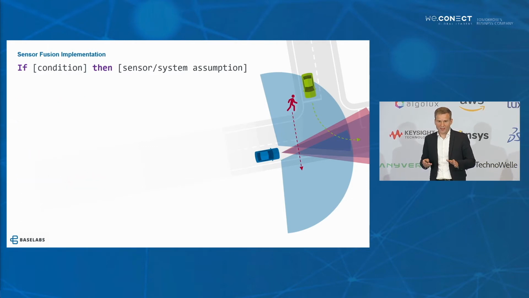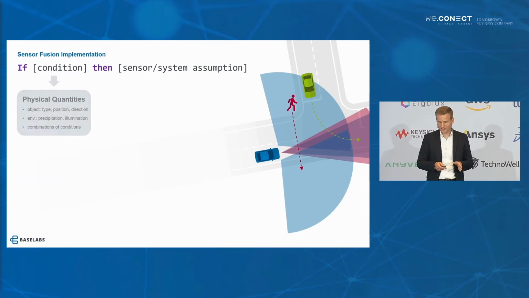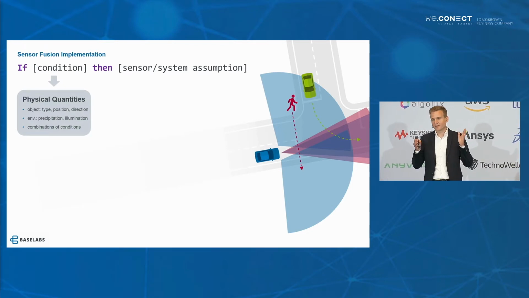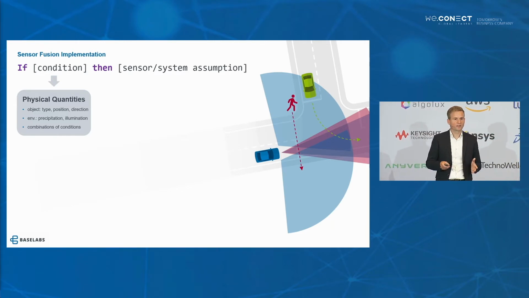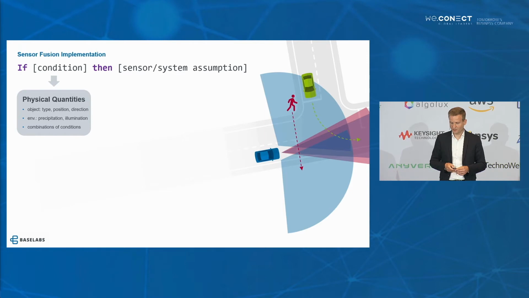Let's generalize those conditions a bit. So typically, if you look at those conditions, then they contain physical quantities. It's like the object type, the object position, the object driving direction. Or it's environmental conditions, like the lighting. And of course, we see any combination of these conditions.